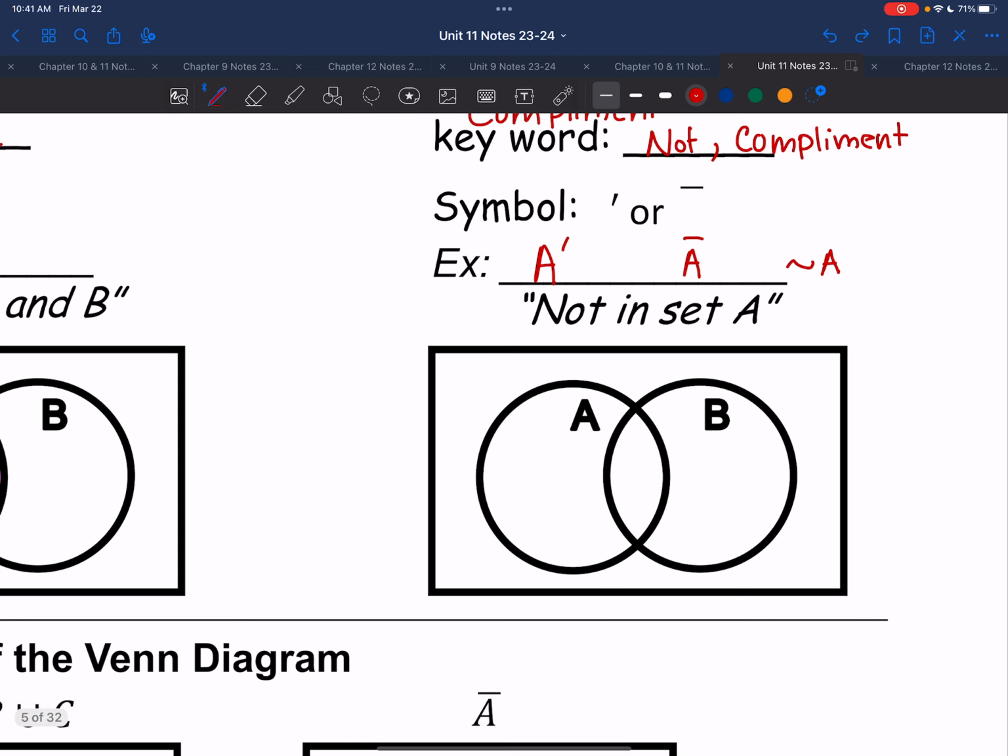And so if I'm looking at everything outside of set A, which is the circle on the left, it's everything outside of that. So it could be anywhere out here.